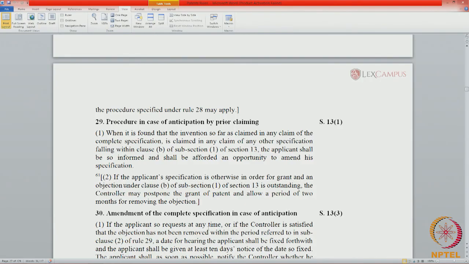So, we understand that when an examiner makes an objection, be it on anticipation, on amendment, on any other adverse finding, the controller will communicate it to the applicant and the applicant will get the same opportunity to defend it. So, he can file his reply and request for a hearing. The controller will give a notice period subject to certain conditions, and based on the notice, there will be a hearing. So, this procedure is the same regardless of whether the examiner's objections pertain to anticipation or whether it pertains to amendment or any other adverse finding.